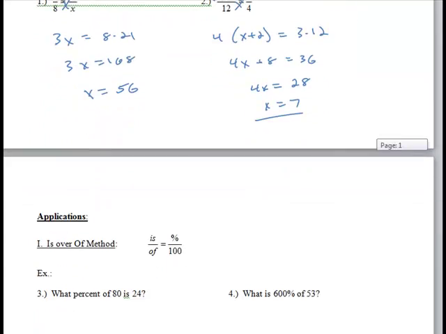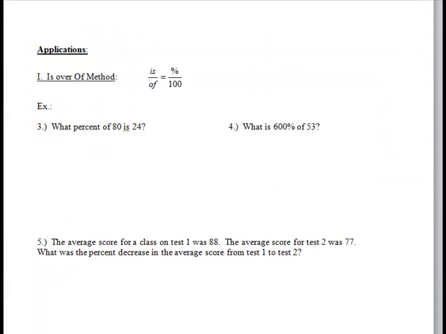So now let's look at some more application problems involving ratios, proportions, and so forth. One application method is called the is over of method. This method helps us set up proportions. It's one ratio, is over of, equal to another ratio, a percent over 100. So in this proportion, there are 3 unknown values: the value for the is, the value for the of, and the percent. So what we have to do is read the problem and substitute in 2 of these 3 values. That will allow us to solve for the remaining one.